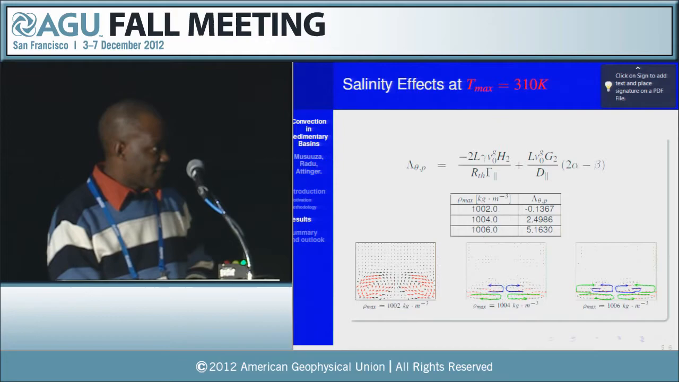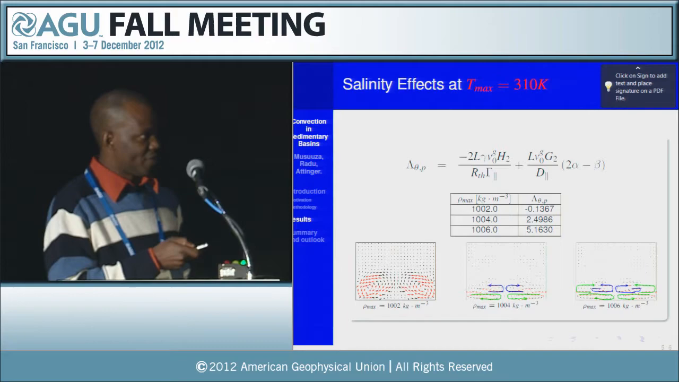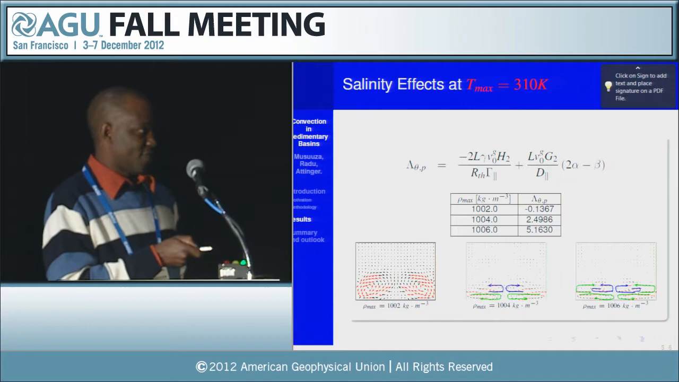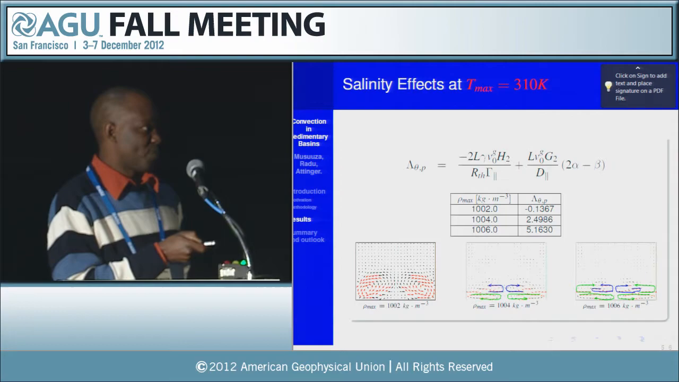In the next slide, we fix the temperature and increase the salinity. And again, we compute the number. You see it is increasing from negative to positive, and the density that gives the negative number has these thermal cells. And as soon as the number becomes positive, we have this green pair which is coming. And as the density increases, it increases in strength.